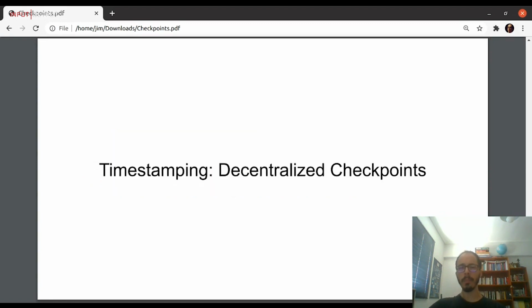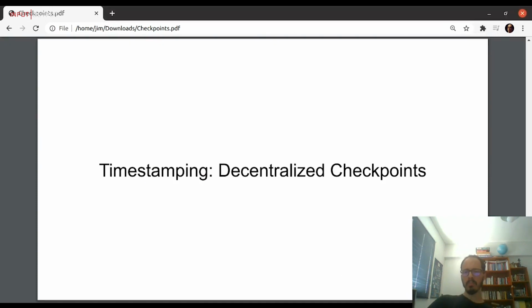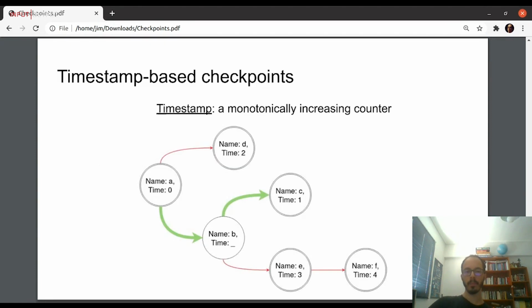Okay, now we're done with checkpointing. Let me spend a few minutes to talk about timestamping. That is, how to decentralize checkpoints. The way that we do timestamping is that we assume a monotonically increasing counter. This is a timestamp, and we assume a service that issues these timestamps.